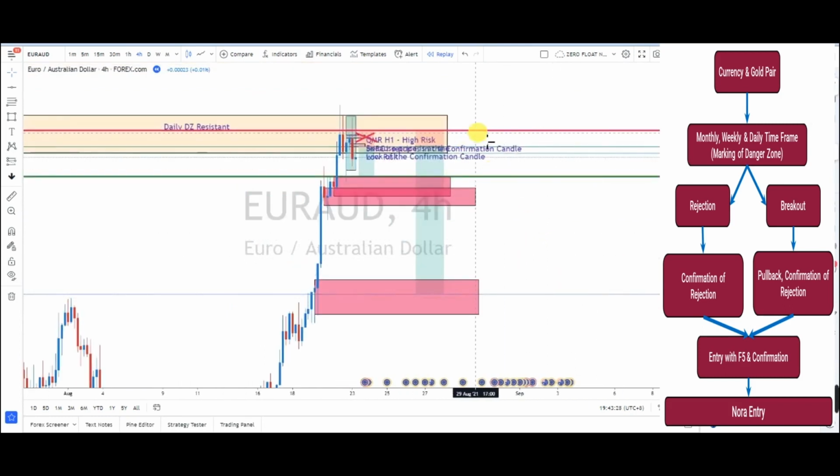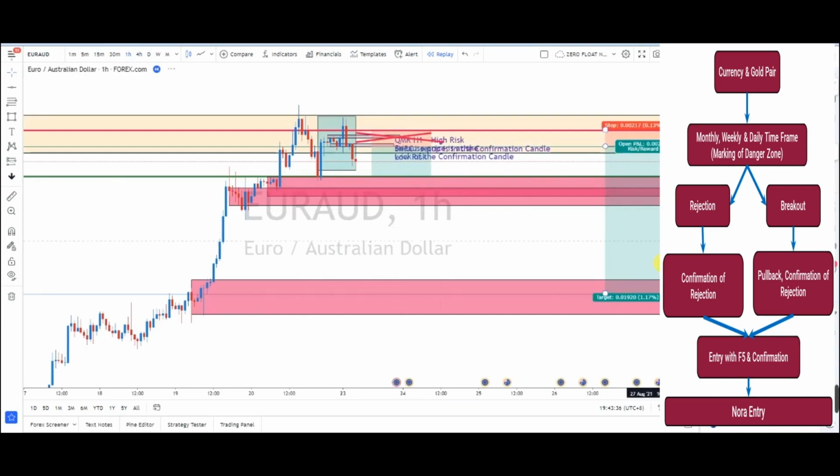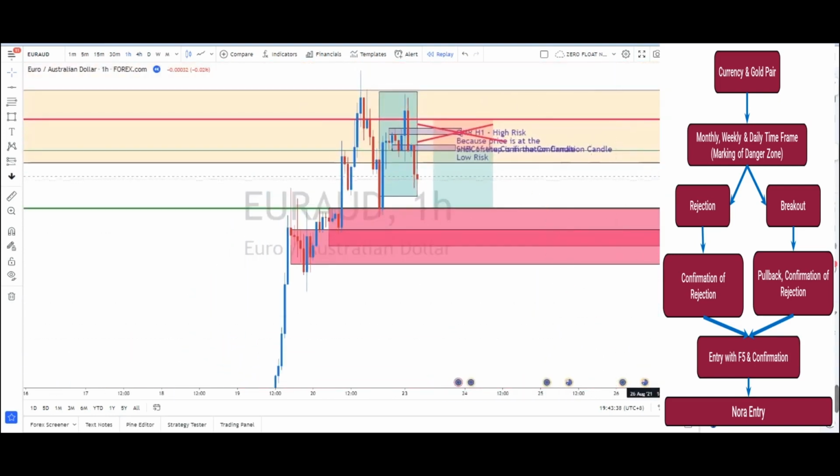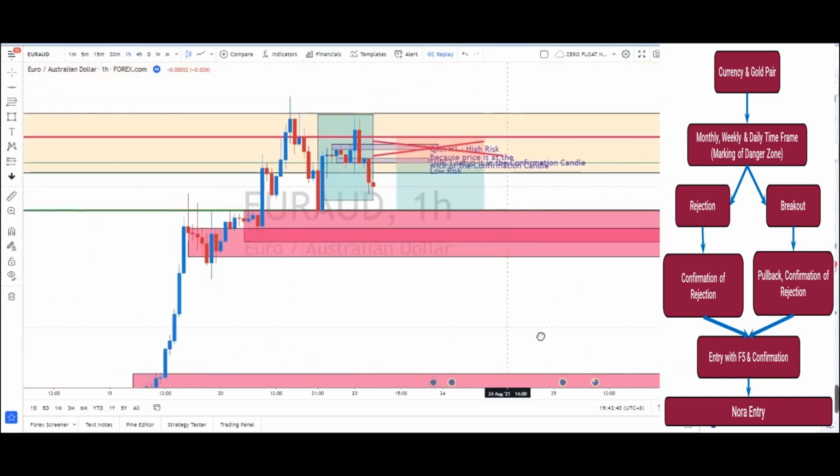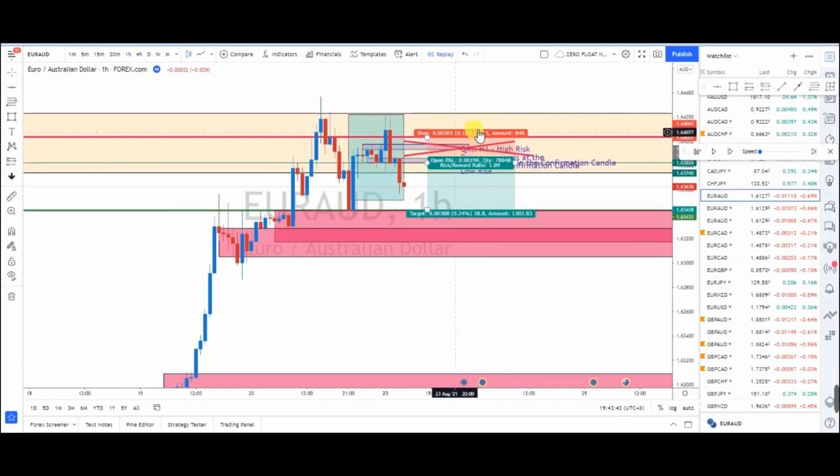Next, we set our SL, okay, 20 pips from our entry point. Or if you do not set SL, then you can monitor the price. When the price comes back into this zone, if the price closes above this zone in one candlestick, then you may consider to cut loss your trade. If it is one small candlestick, then you can monitor further.